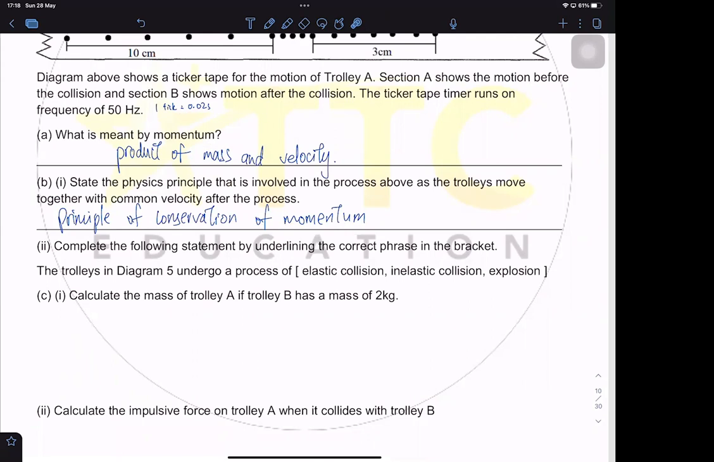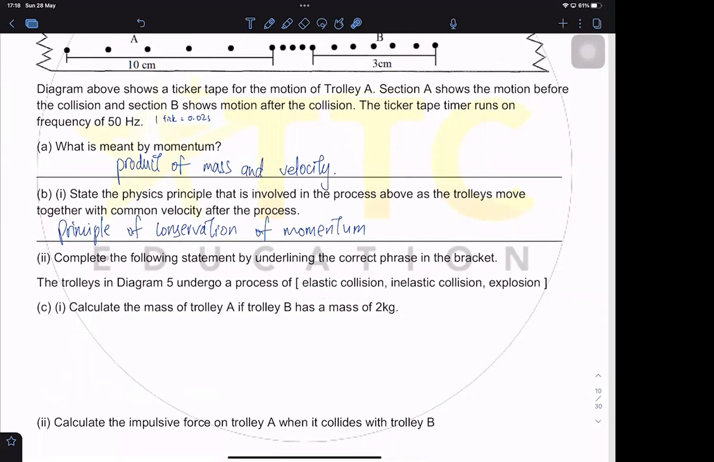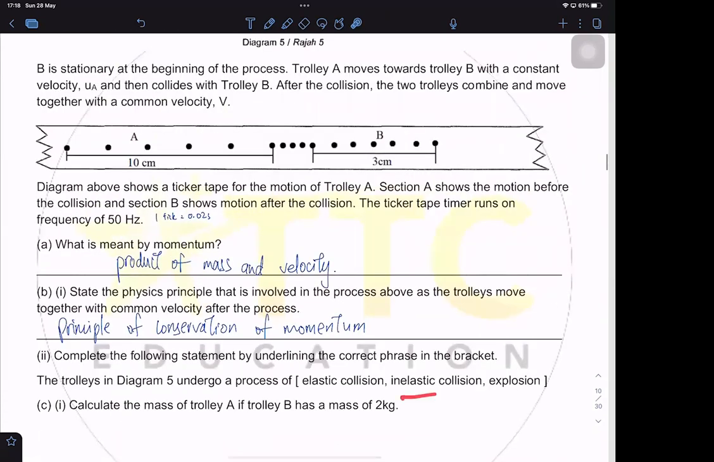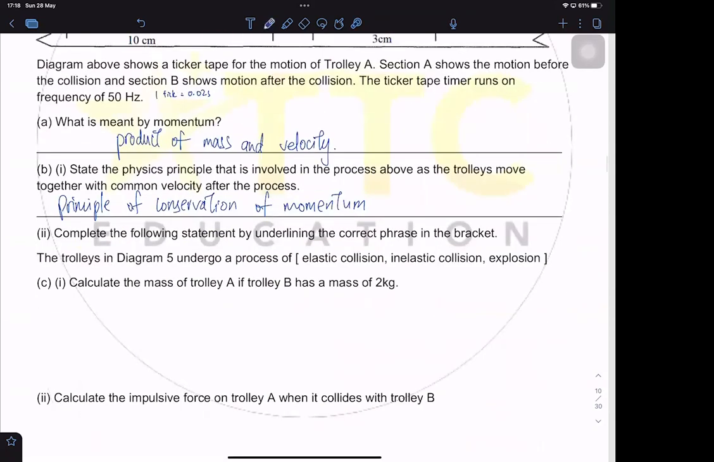Okay. Complete the following statement by underlining the correct phrase in the bracket. The trolleys in diagram 5 undergo a process of what? So remember, elastic means boing boing, hit then boing, go apart. Inelastic means no boing boing, hit and stay together. Explosion means kaboom. So this one, after hitting, stays together. This is an inelastic collision.